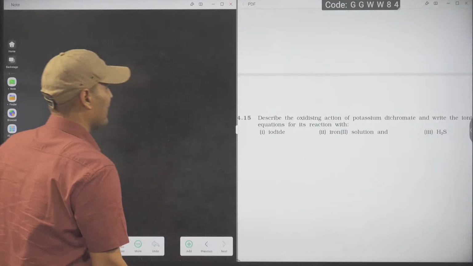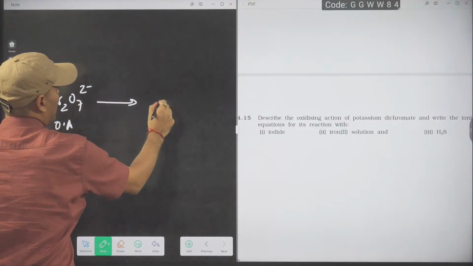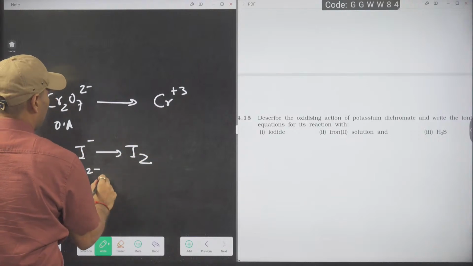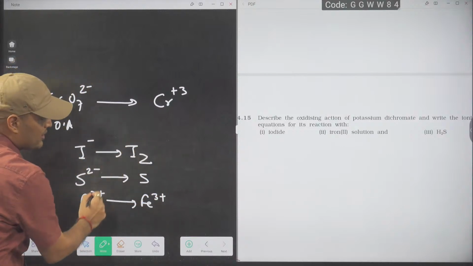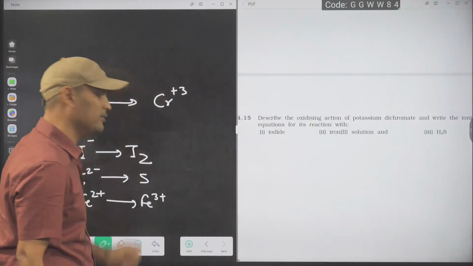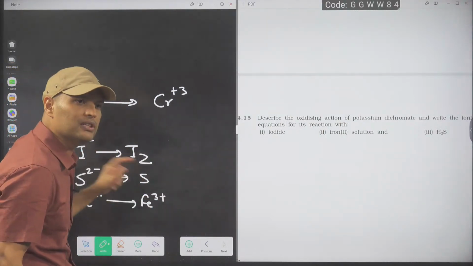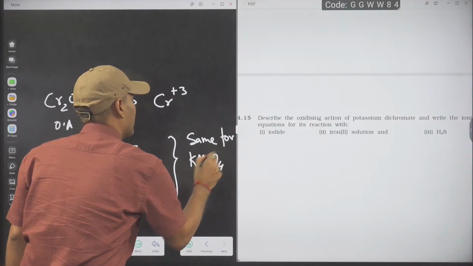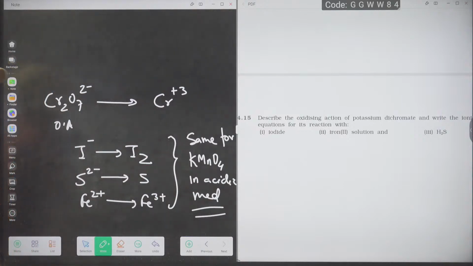Then in the oxidation part, everyone knows, suppose dichromate is there. Dichromate is an oxidizing agent, oxidizes others and itself is reduced to +3. It can oxidize I-, S2-, Fe2+: iodide to I2, sulfide to sulfur, Fe2+ to Fe3+. So you have to just remember who is converted into what. Main point is these points are same for KMnO4 also, in acidic medium.